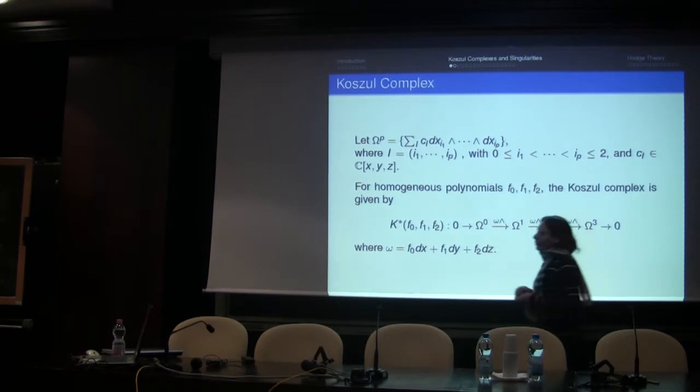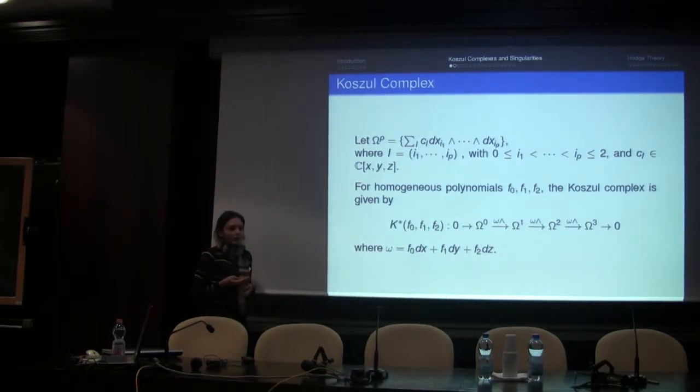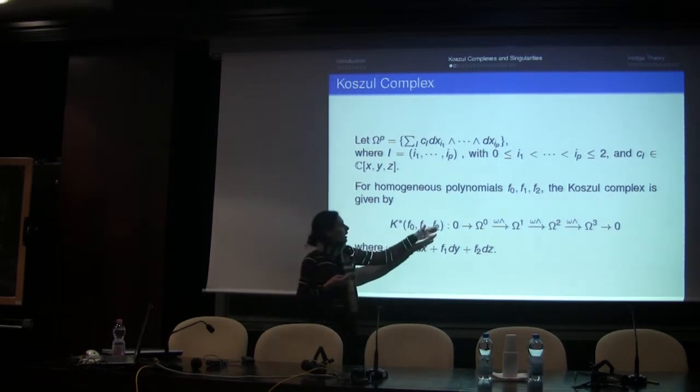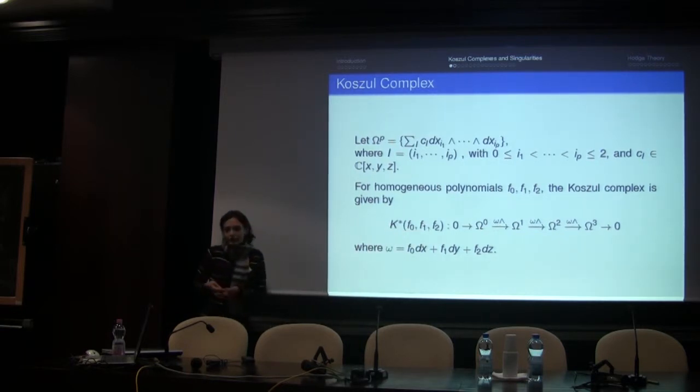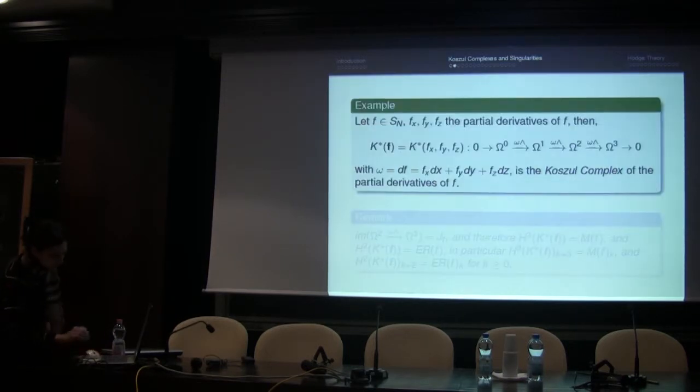So what I want to do is to consider the Koszul complex of the partial derivatives of f. So instead of F0, F1, F2, I will take fx, fy, fz. And you will see why this Koszul complex is very interesting. In this example, if we take fx, fy, fz to be the partial derivatives, we will denote the Koszul complex by K star of f, and omega will be df, the differential of f.